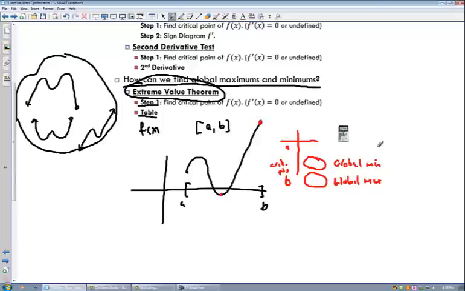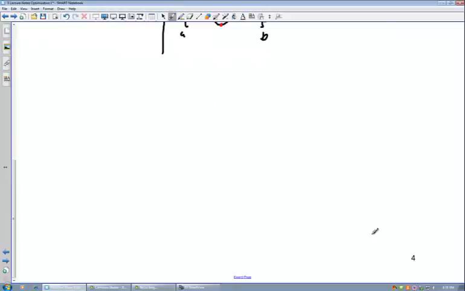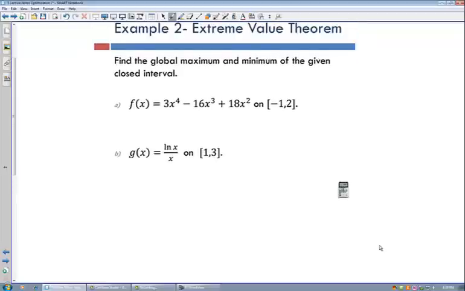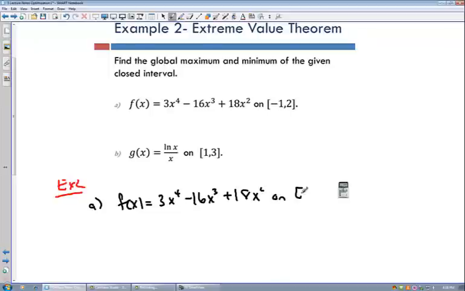All right, so let's take a look at 2 examples. The first one's a nice, easy polynomial. So it says example 2, example of using the extreme value theorem. We have this function, and let's just write this down. So example 2. Let's switch back to black. We have part A. f of x is equal to 3x to the 4th minus 16x cubed plus 18x squared. And we're on this interval from negative 1 to 2.